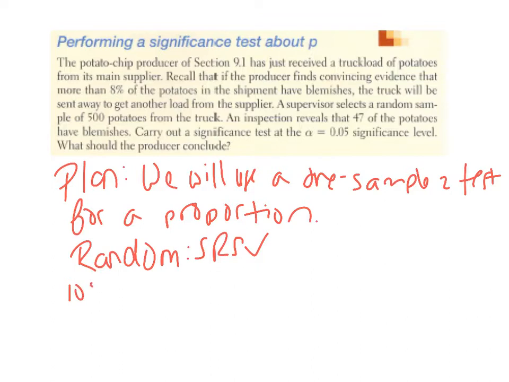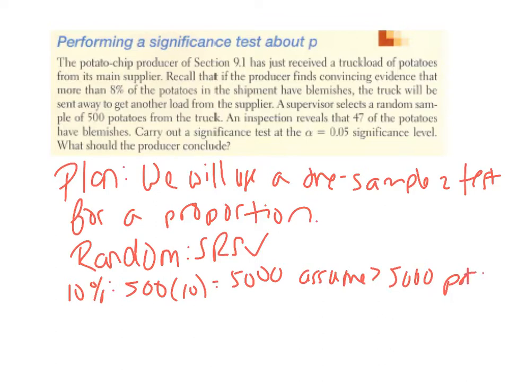As for 10% conditions, we took a sample of 500, which means we needed at least 5,000 potatoes. So we can assume that there are more than 5,000 potatoes in that shipment, which is probably a pretty logical assumption. Okay, and then we need to do our NP, our large counts, right? We need to check our large counts, our NP, and our N times 1 minus P. Remember, that's based off of the null hypothesis.